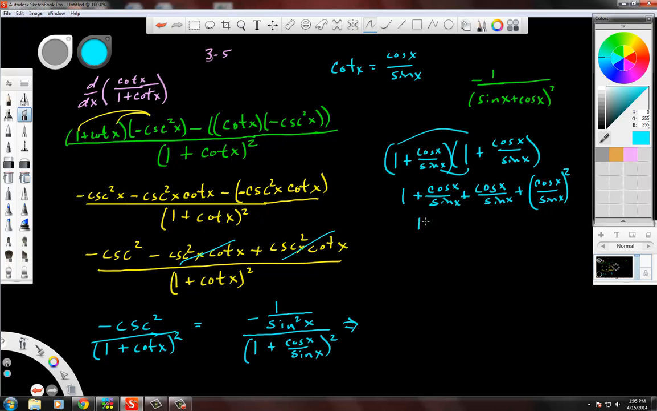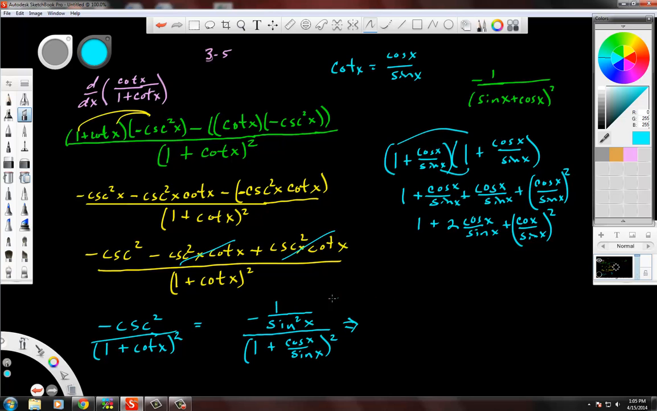Okay, and then this becomes 1 plus, and there's 2 of them now, so it's just 2 cosine x over sine x, sorry, it's a little sloppy there, plus the cosine of x over sine of x quantity squared. And there probably is a better way to do this, but this will work. So now I'm going to take all of this and put it down here, get a nice clean one, and then make a copy of it and put it on a different slide here in a second.